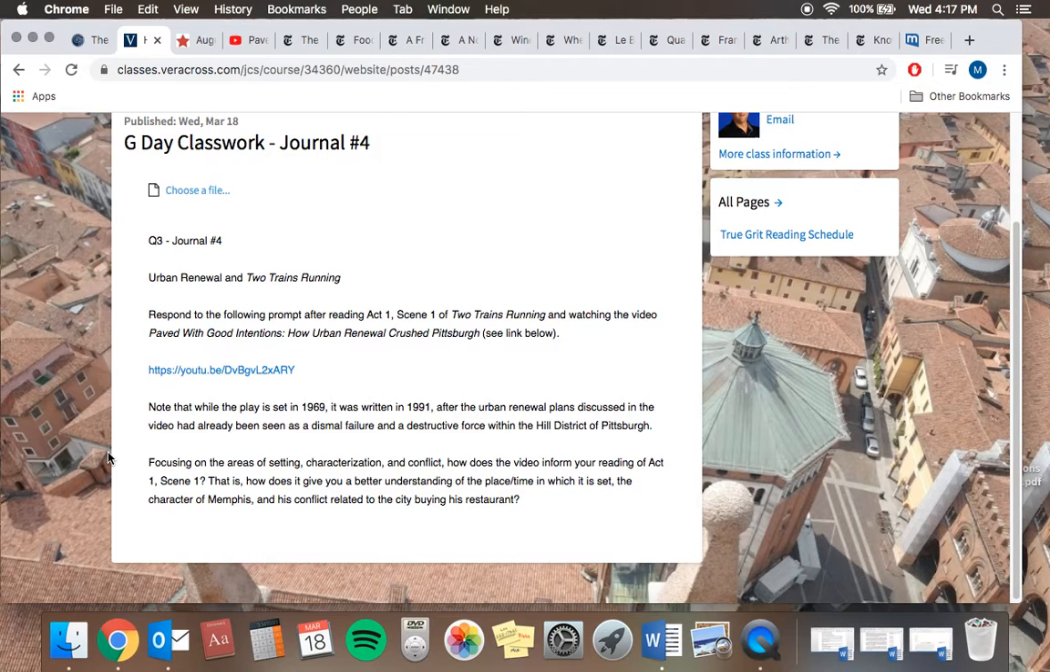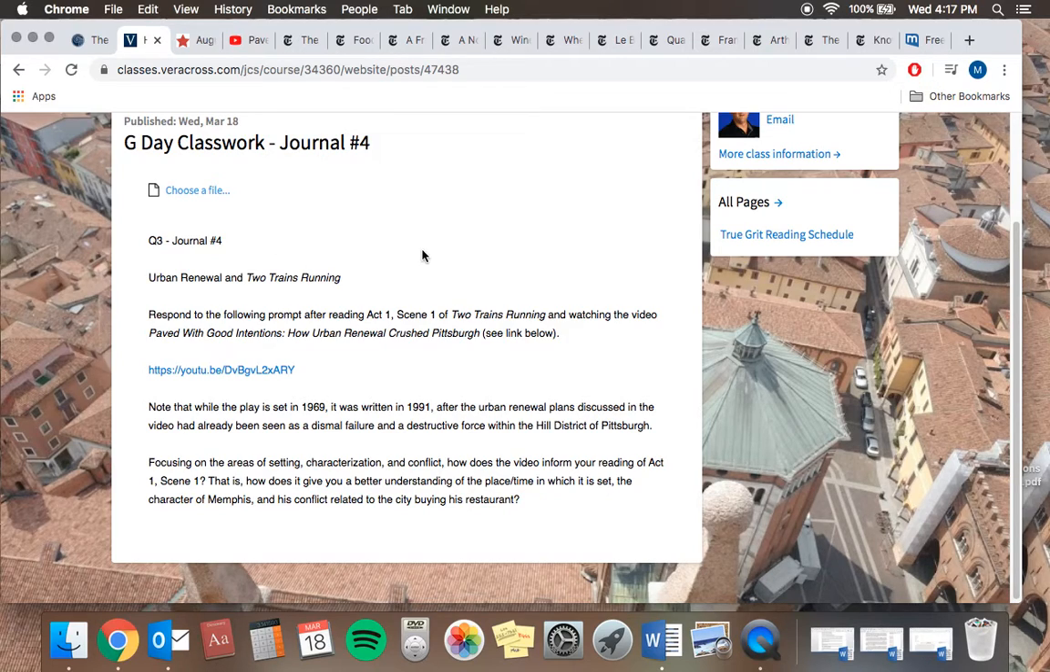So, normal response for this is a detailed paragraph, or you could break it into 3 shorter responses, 1 for setting, 1 for character, 1 for conflict. You could do that as well. But just make sure that you're specific and detailed in addressing either details from the video or specific information from Act 1, Scene 1.